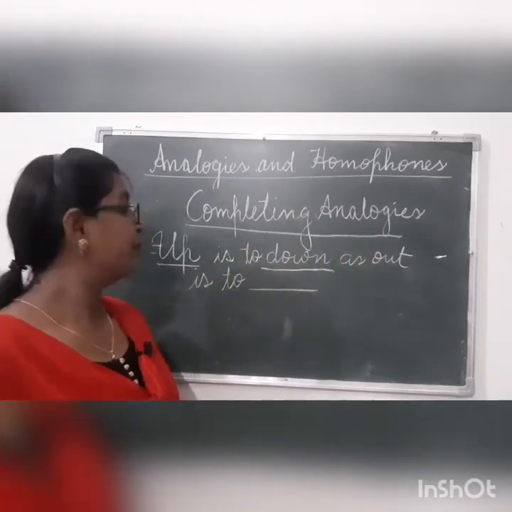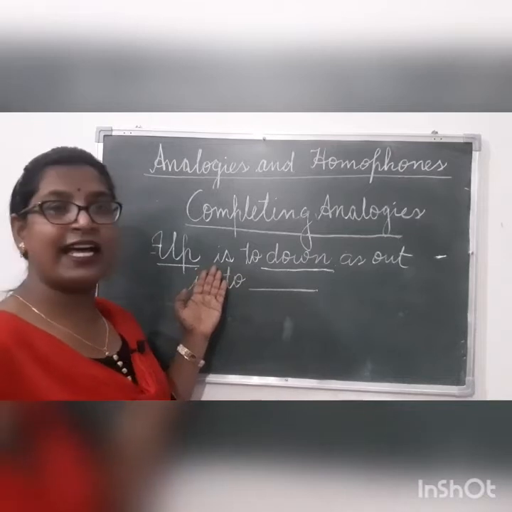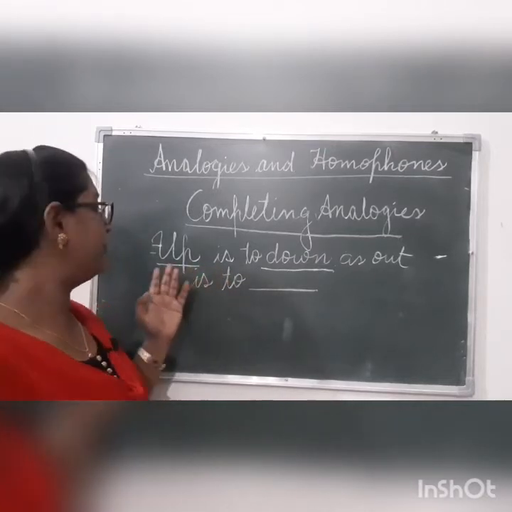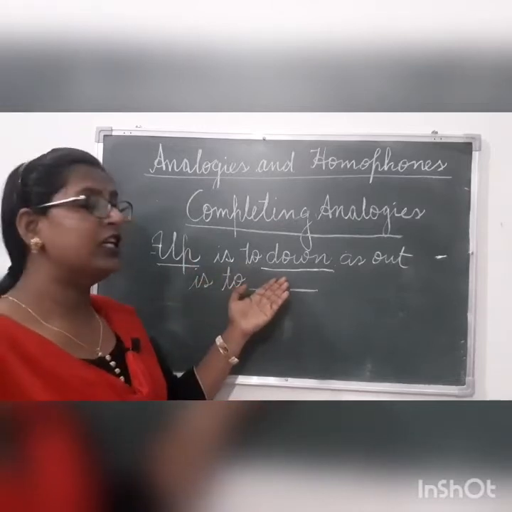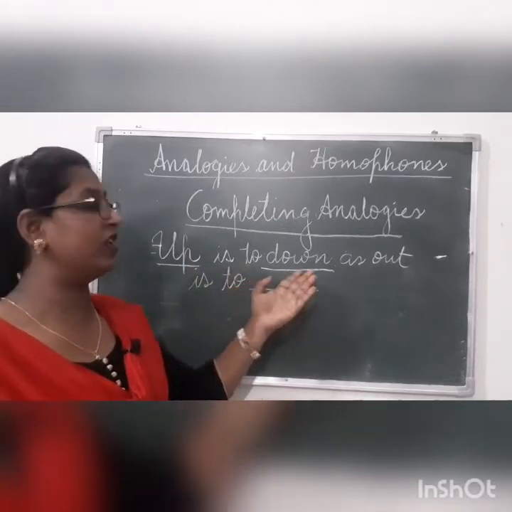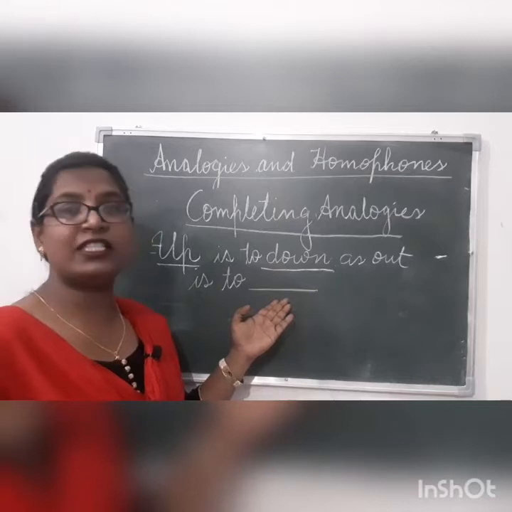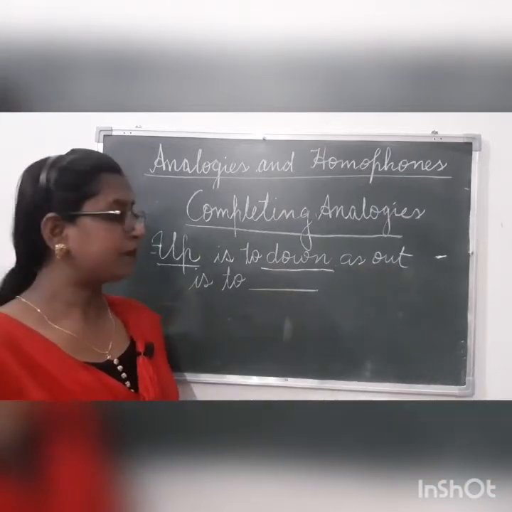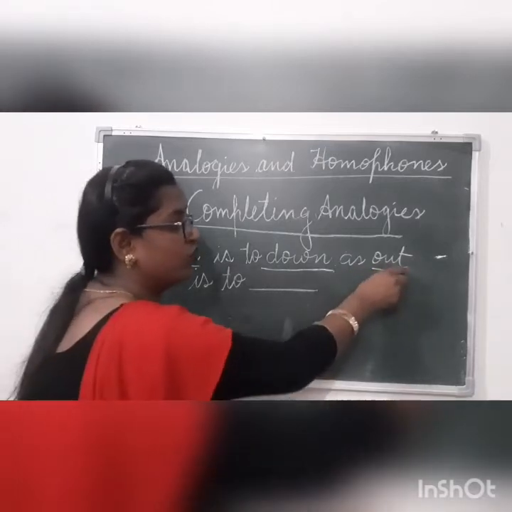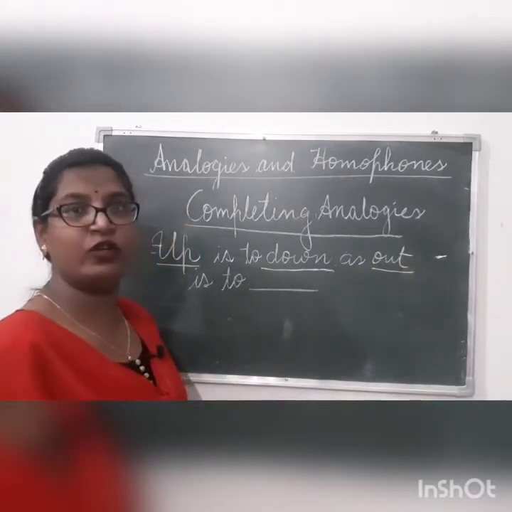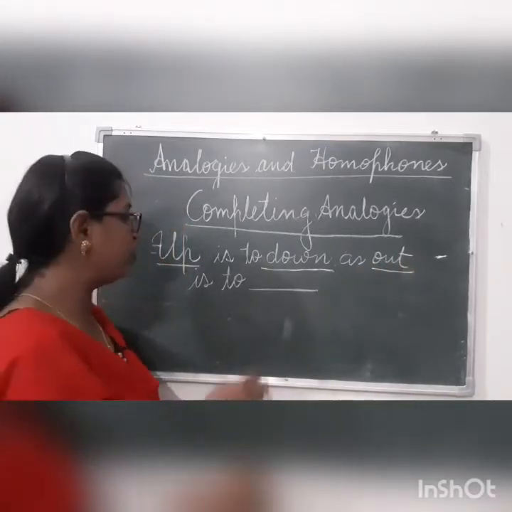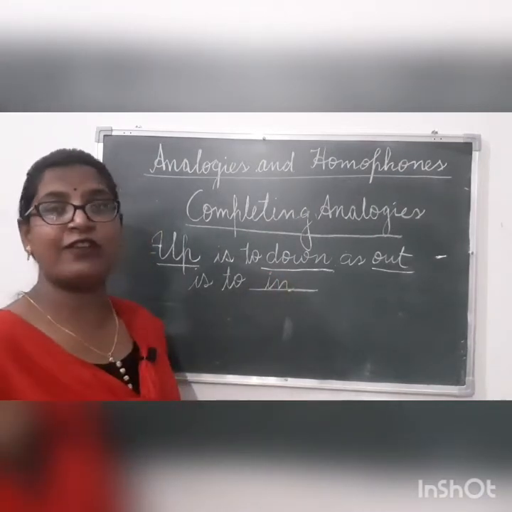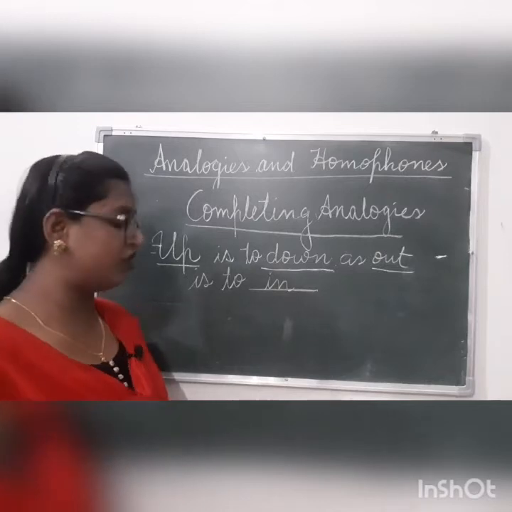This is the way we should recognize the complete pair. We should understand the complete pair. If it is showing opposites, then the missing word also should be the opposite of the incomplete pair. Now here, out. What is the opposite of out? We know the opposite of out is in. So likewise, this is the way we complete an analogy.